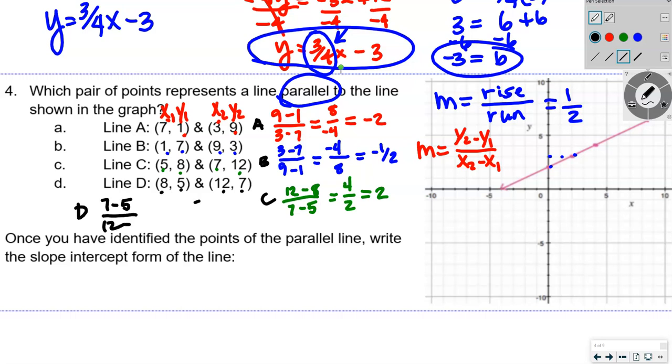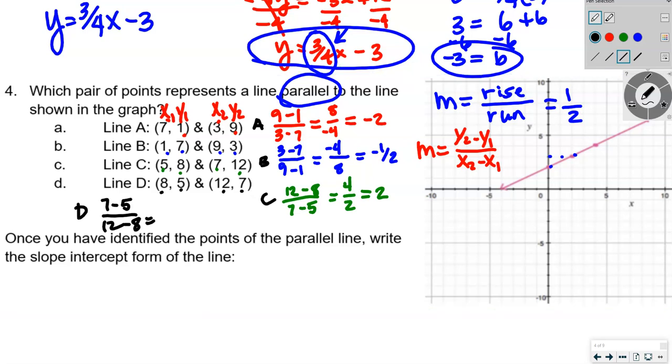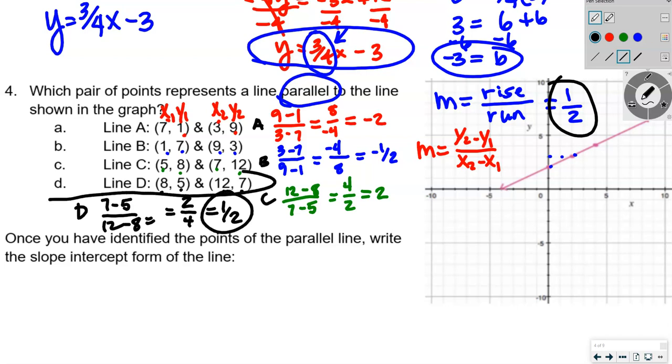Minus 8. Okay, so this one is 7 minus 5 is 2. 12 minus 8 is 4. So this is our 1/2 right there. So notice this was our slope of our line in the diagram, in the picture, and this is the slope of D. So that was our answer, D, right there.